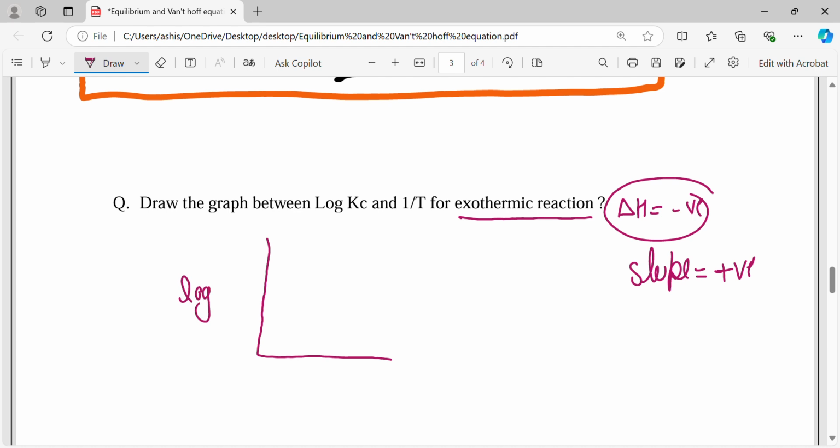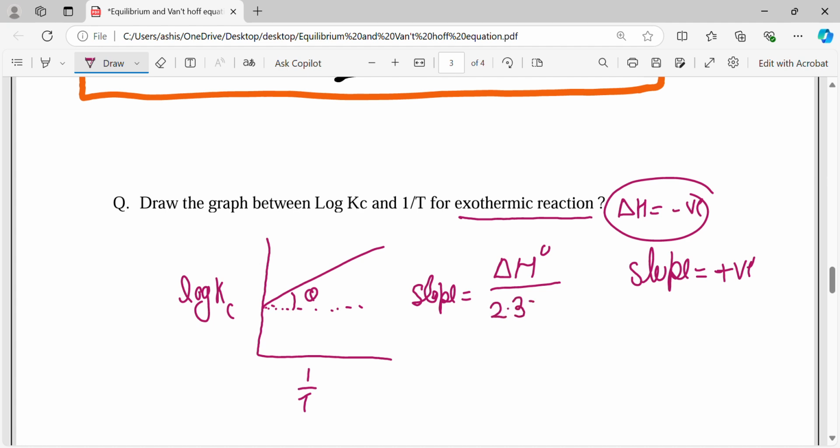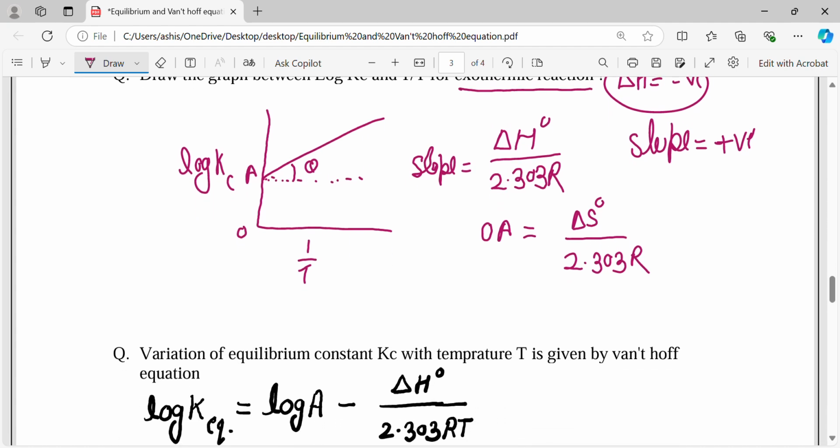It will be a straight line. Here the axes will be log Kc and 1 by T. Slope will be positive, and that slope will be equal to delta H naught divided by 2.303 R. And suppose this point is O and this point is A. So the intercept OA will be equal to delta S naught, the standard entropy change, divided by 2.303 R. So that will be our answer.